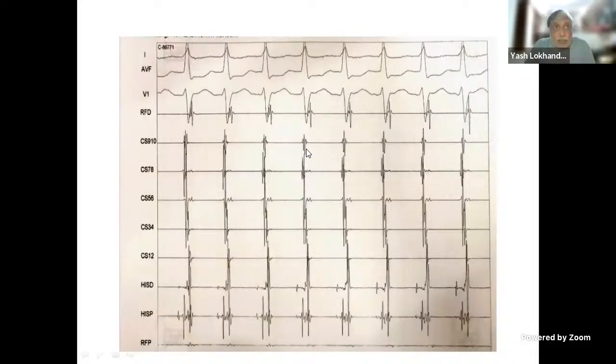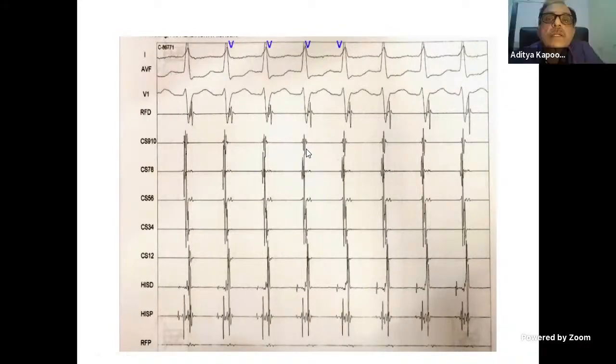In fact, if you multiply the conduction velocity with the refractory period of a circuit, you get the wavelength, but that's apart. The second question is, is the refractory period of the accessory pathway more than AV node or less than AV node? Again, the answer is it could be either. Commonly it is less than the AV node, but it can be either. And so this is a V on A tachycardia.